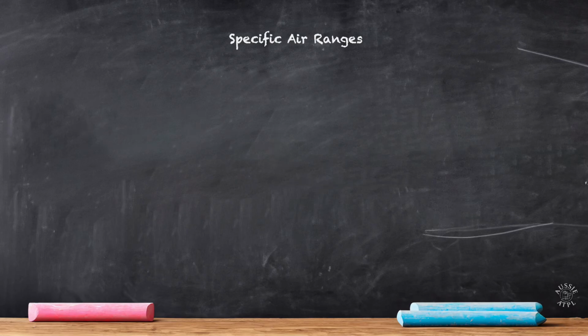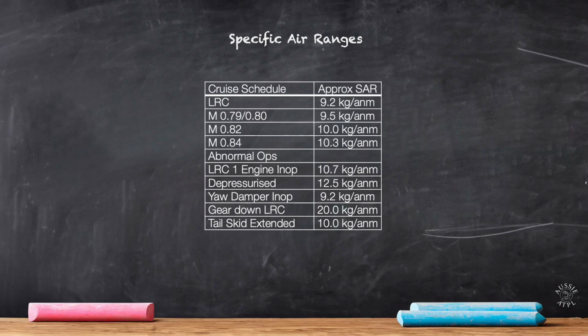Now, as with all questions in your flight planning exam, you obviously need an estimated fuel burn at some point. So these will be the specific air ranges that I'll be using for all my calculations, long range cruise all the way to Mach 0.84 and all the abnormal operations as well. So the only ones we'll need today are a 9.5 for Mach 0.80 and, for long range cruise, a specific air range of 10.7. But feel free to take a photo of this and use it for all your questions. That's all the numbers that you'll need to remember in this exam. And these are irrespective of weight. Weight does not change.